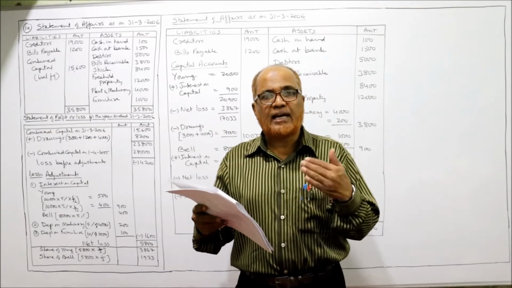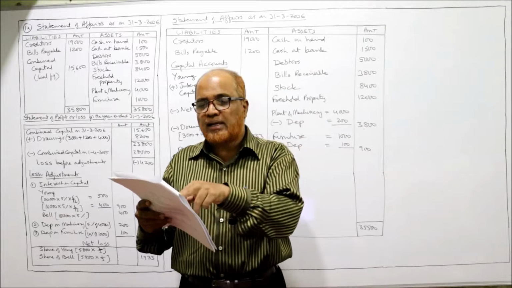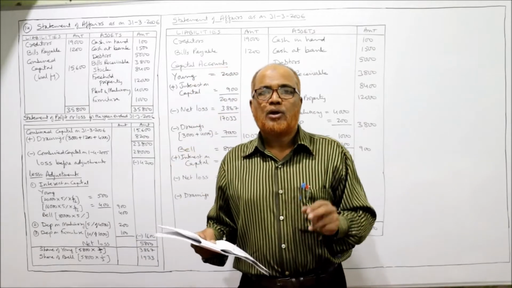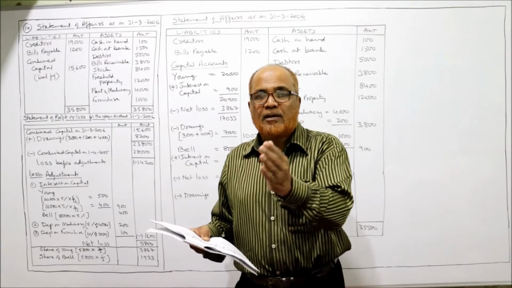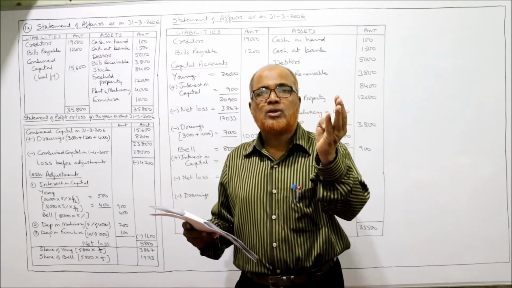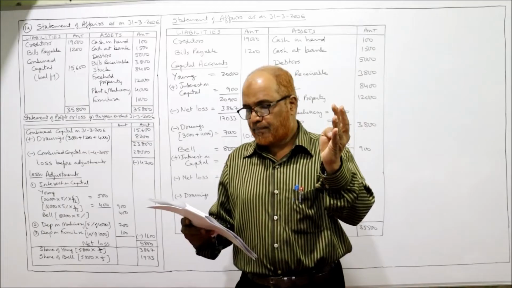That means initially at the beginning of the year, his total capital was 20,000. 20,000 was the capital at the beginning of the year. So after 6 months, meaning April, May, June, July, August, September.